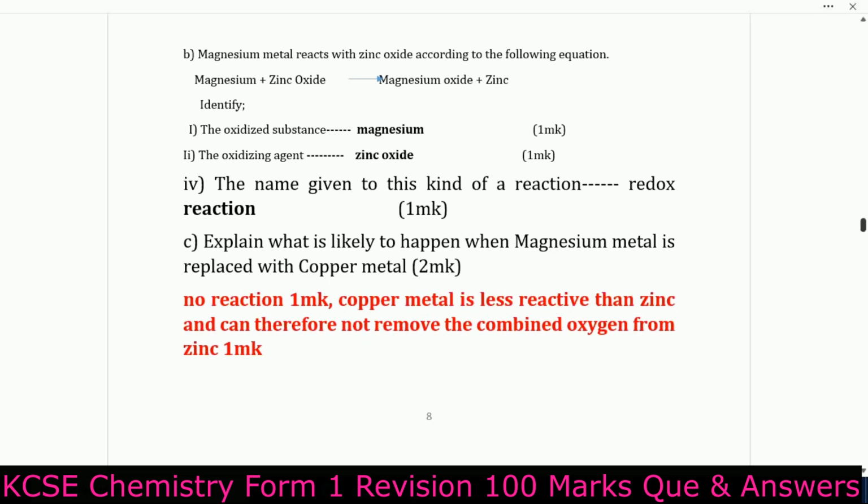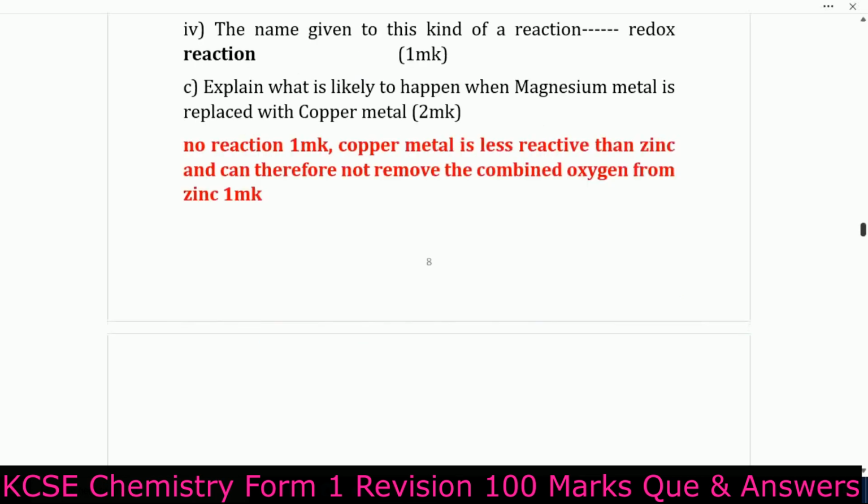Number 3, the name given to this kind of reaction is redox reaction. Number C, explain what is likely to happen when magnesium metal is replaced with copper metal. What will happen? No reaction. Why? Copper metal is less reactive than zinc and can therefore not remove the combined oxygen from zinc.